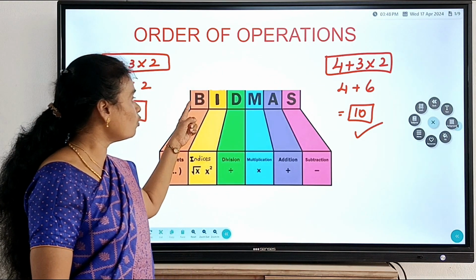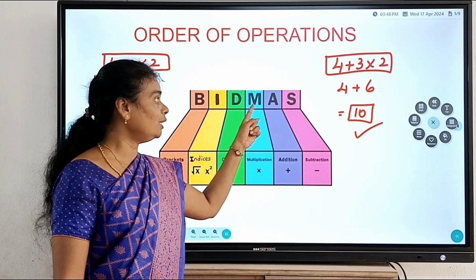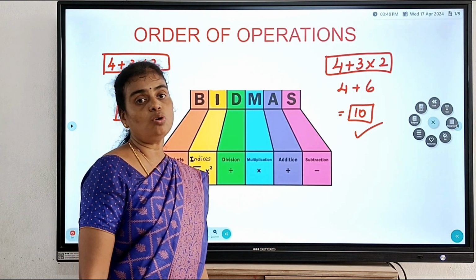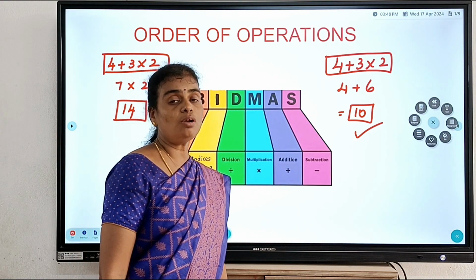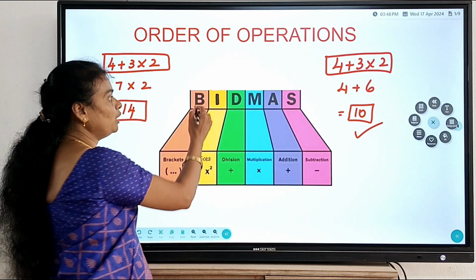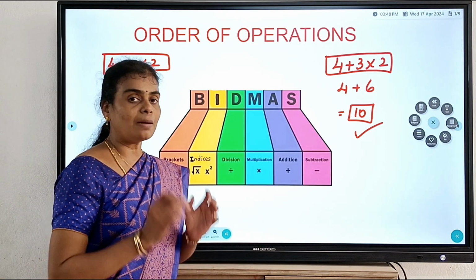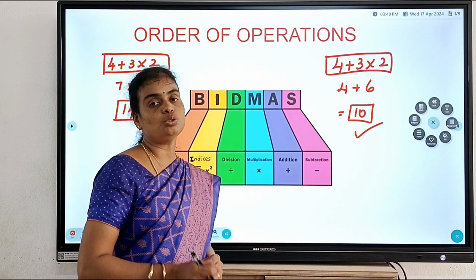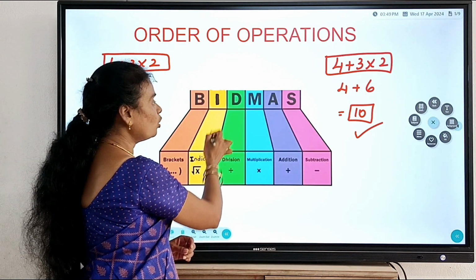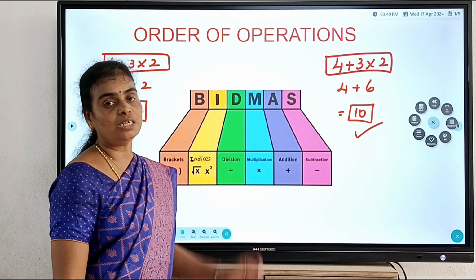So what is that order of operations? It is called BIDMAS: B, I, D, M, A and S. This is the order that we have to follow while solving an equation involving two or more signs. The first one is brackets. Whenever a bracket is involved in an equation, the numbers inside the bracket should be solved first. The next one is indices. We are not going to go deep into it. Only in higher classes you will learn about this.